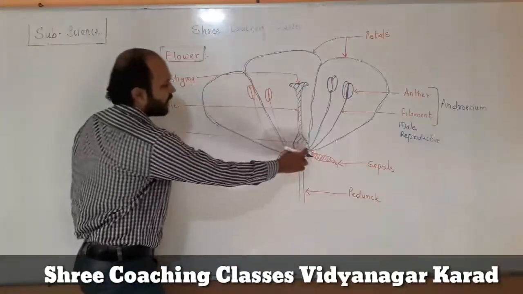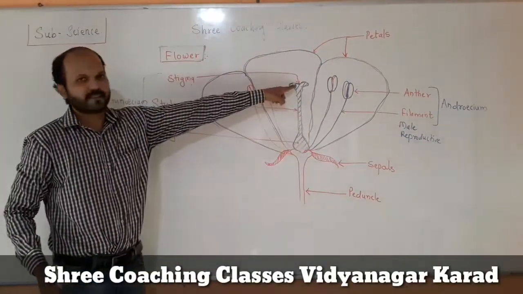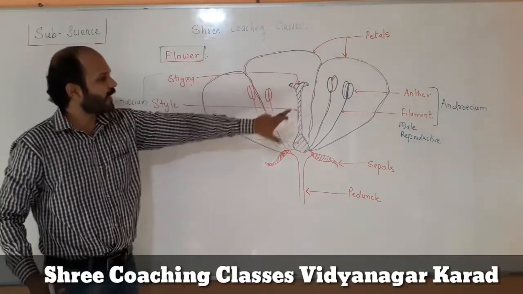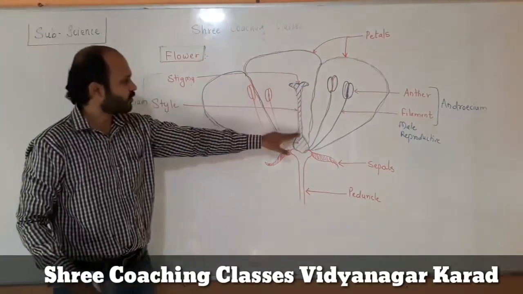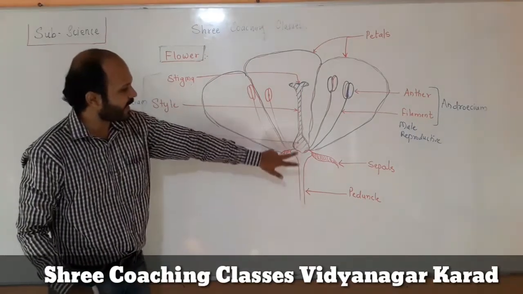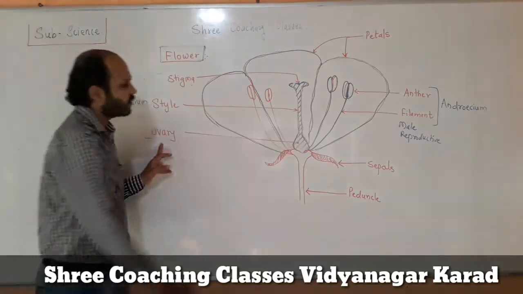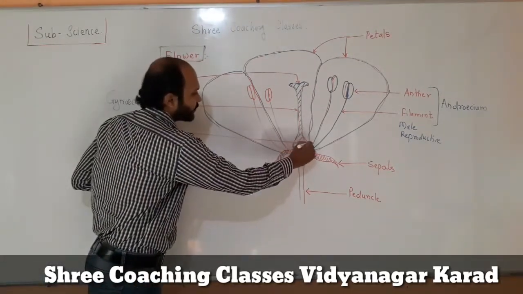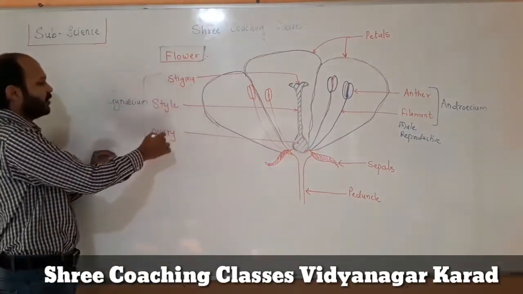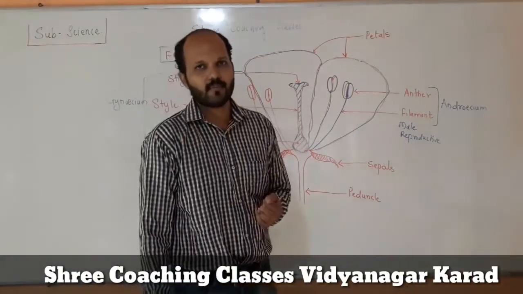In the middle of this typical flower, this structure is known as the stigma. This structure is known as the style. And last, the part present on the thalamus is known as the ovary. This globular structure is the ovary. Stigma, style and ovary together are known as the gynoecium, which is the female reproductive part.